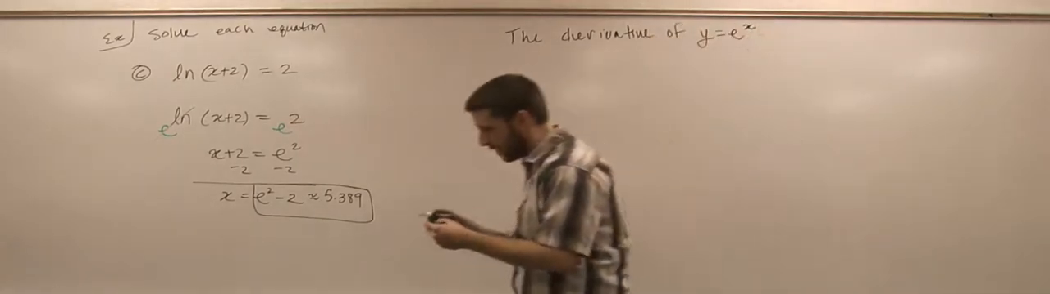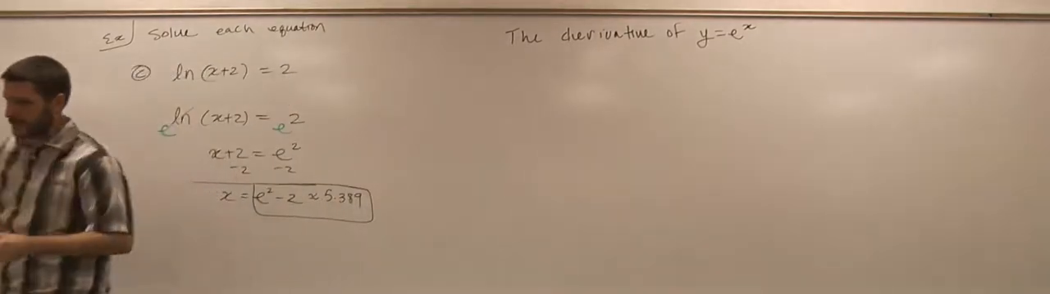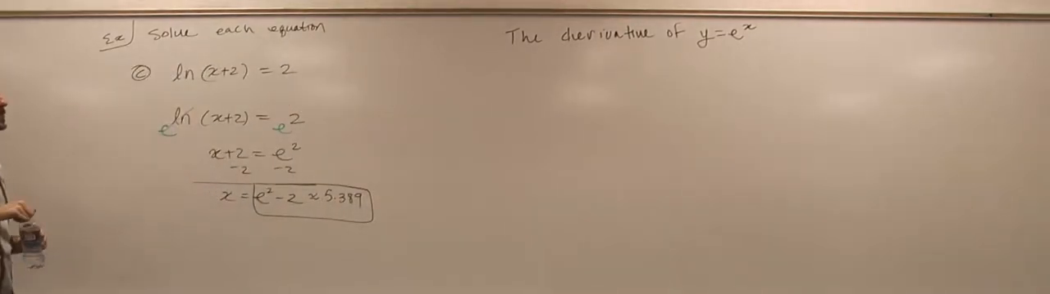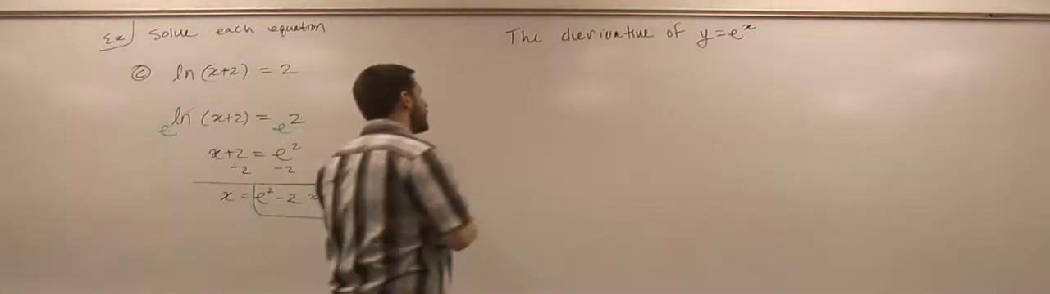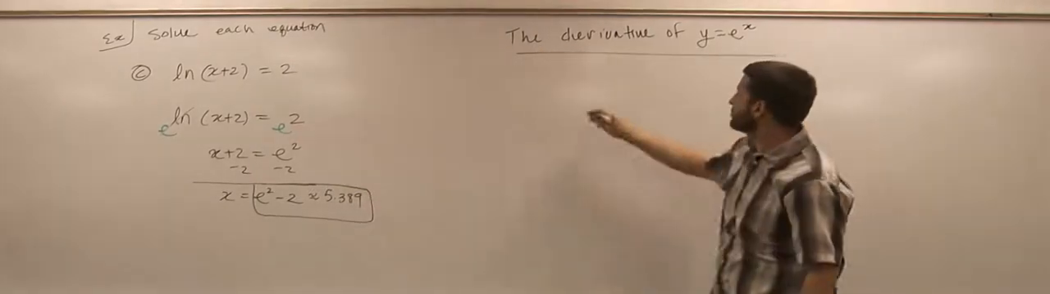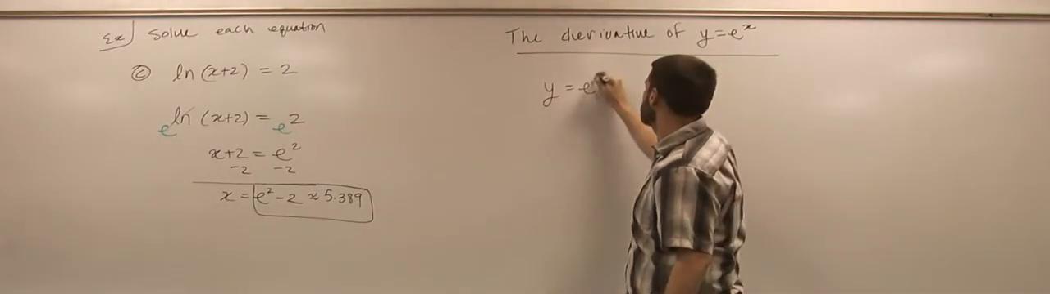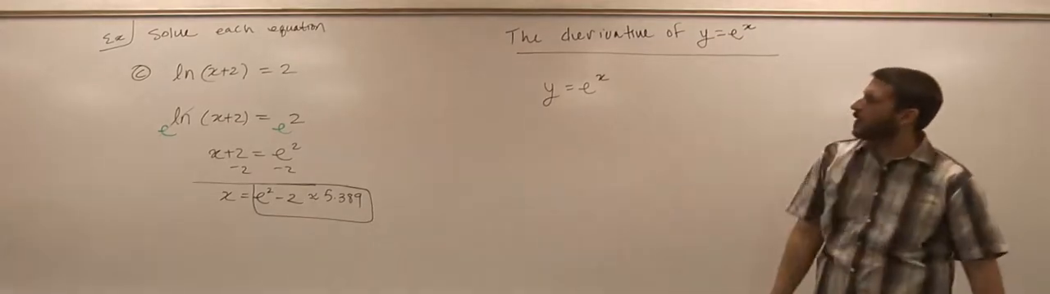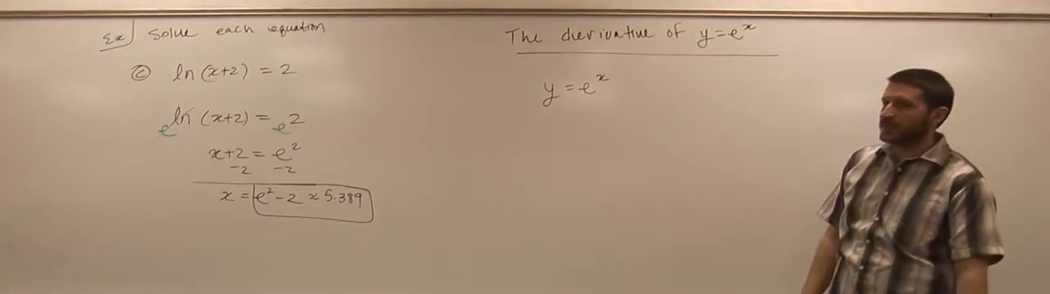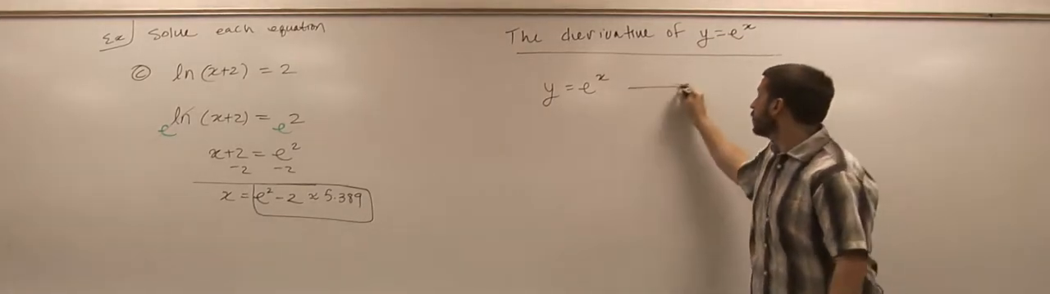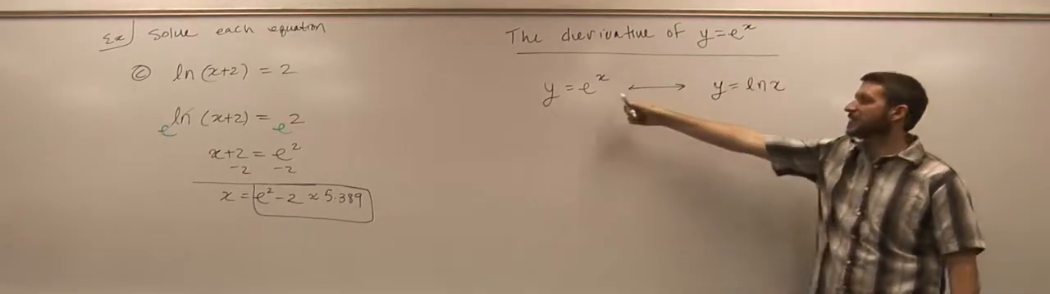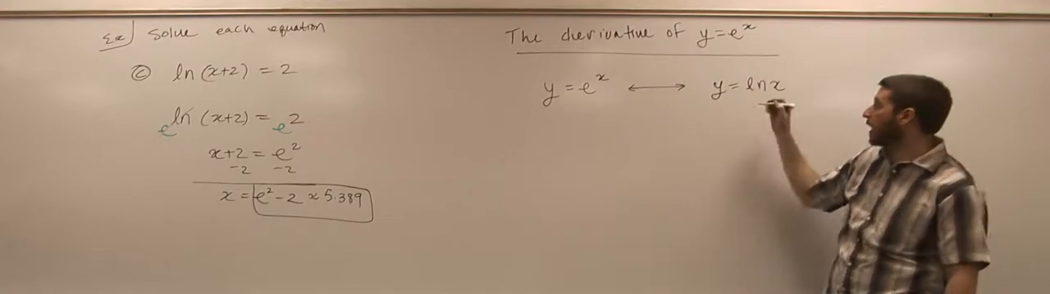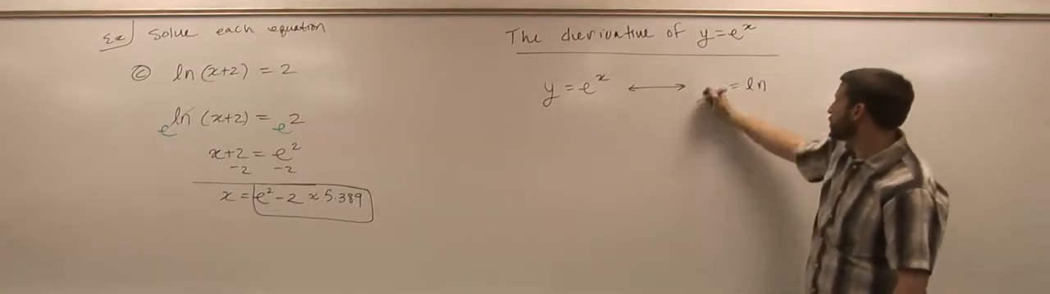e to the x is our favorite, absolute favorite calculus function. There is no better function than e to the x. And why? So let's find the derivative of e to the x. The only thing we know about e to the x is that it's the inverse of natural log. Normally we write the natural log function like this, but because e to the x is the inverse of natural log, I have to switch x and y.